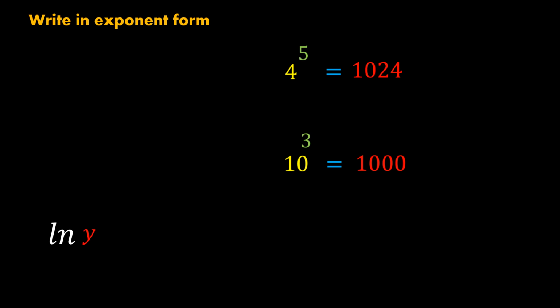Now we have ln for y is equal x. How can I convert ln to the exponent form? As we mentioned, the ln is the logarithm for base e. So if you have ln and you want to convert it to the exponent form, directly put e and put the answer as a power, which is equal to what is inside ln, which is y. So this is how to convert the logarithm form to the exponent form.